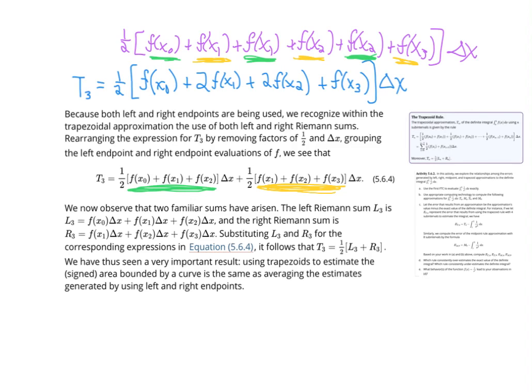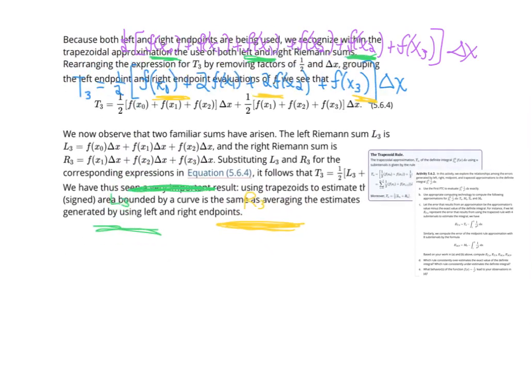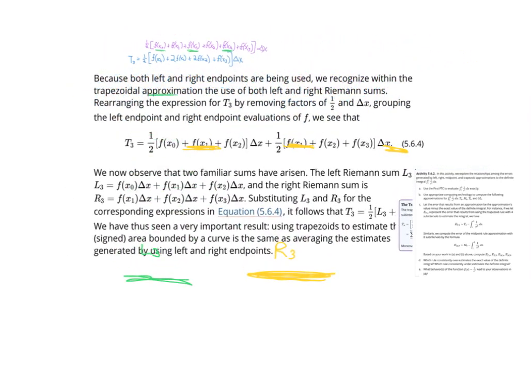It turns out that what I underlined in green here is L3, and what I underlined in yellow here is R3, which means that the average of L3 and R3 is actually T3. And that's what they're talking about in this formula right here. Kind of cool, huh?